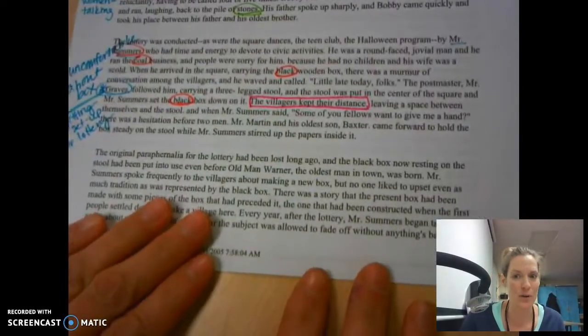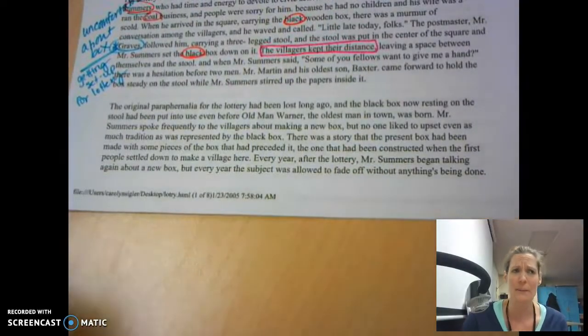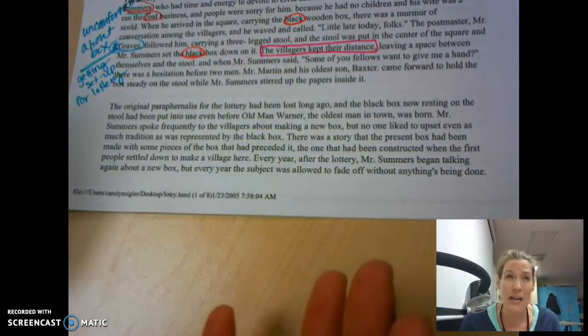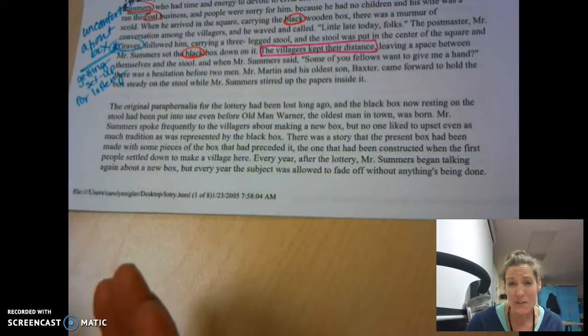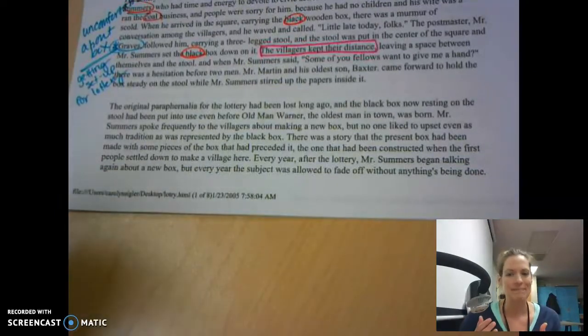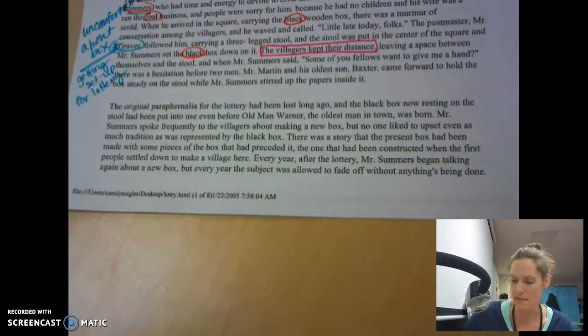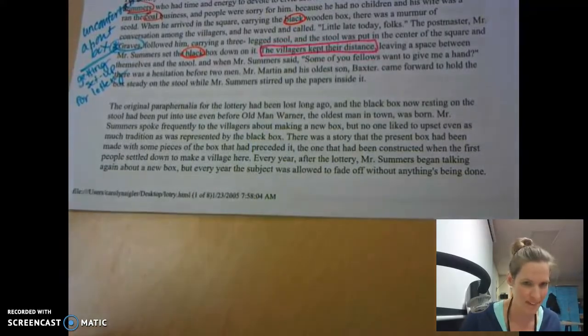Hopefully your reader brain is starting to go right now and you're like, lots of black. We got Mr. Summers and Mr. Graves, and that's almost another juxtaposition because Summer and Graves, like one's happier and one's not. So it'll be interesting to see how it plays out, shall we?